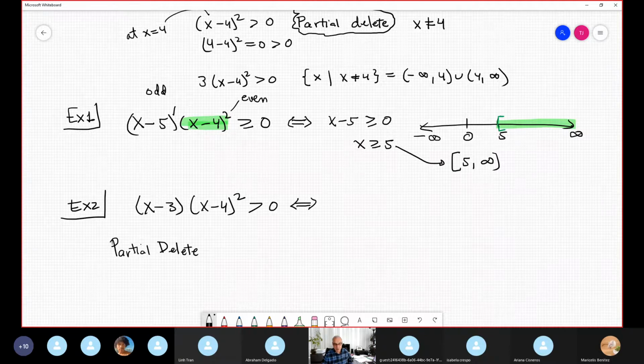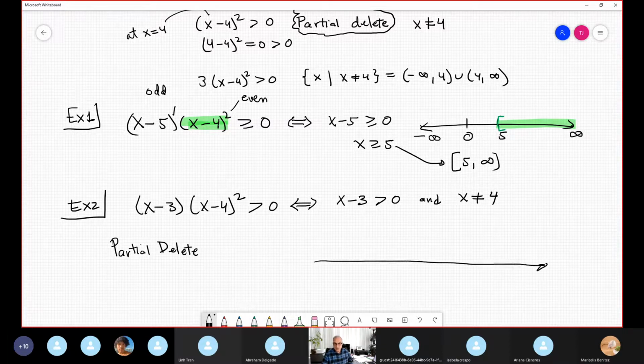Be careful with this. Partial delete means you copy the factors. The factor with odd exponent stays the same, but you include a restriction: and x not 4, because I know that 4 minus 4 is 0, and 0 times something is 0, and 0 is not greater than 0. That is a contradiction. So you delete the factor, but you include a restriction. To understand this, it's a compound inequality, connected by AND.